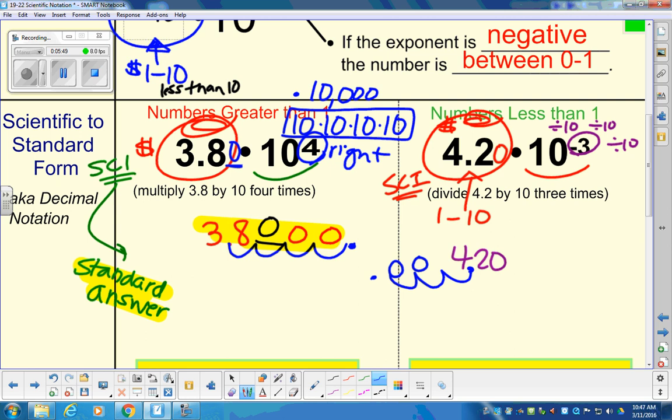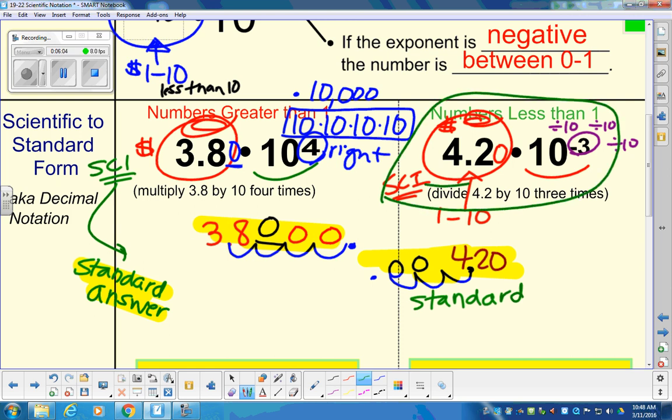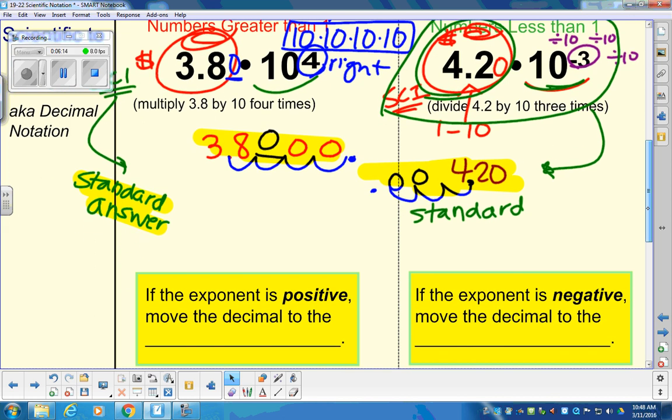0.0042. When I write that, the answer is actually what we call standard form. Now, of course, I don't need that 0 at the very end, but this answer is called standard form. It's just the answer. So this was called scientific because it met the criteria: we had 1 to 10 as the coefficient. We're multiplying by a power of 10. We convert to the answer, which is called standard. In this lesson, we're going to be converting back and forth on every single problem.